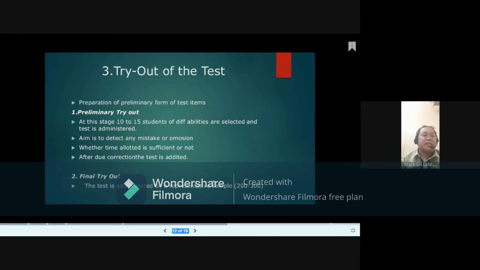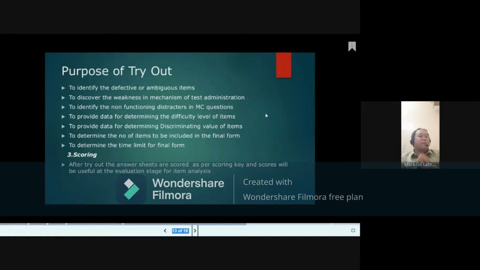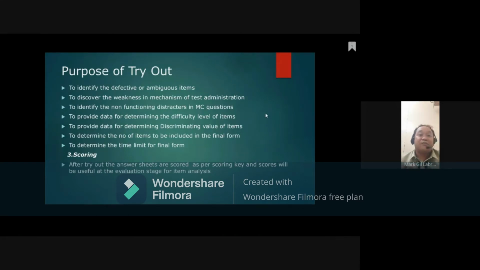And part 2 is the final tryout, meaning the test is administered on a representative sample. So what is the purpose of having the tryout? First is to identify the defective or ambiguous items. Yes, kasi nga wala tayong perfect na test talaga. Second is to discover the weakness in mechanisms of test administration.